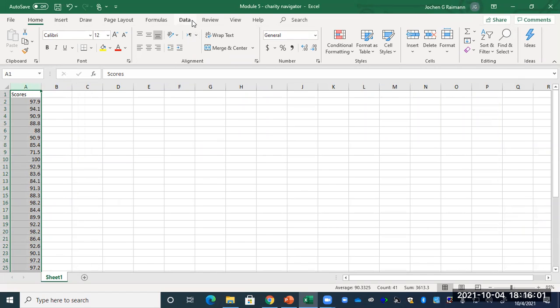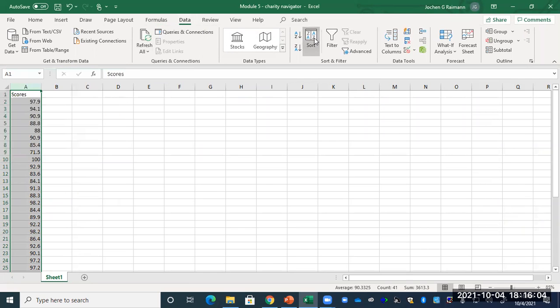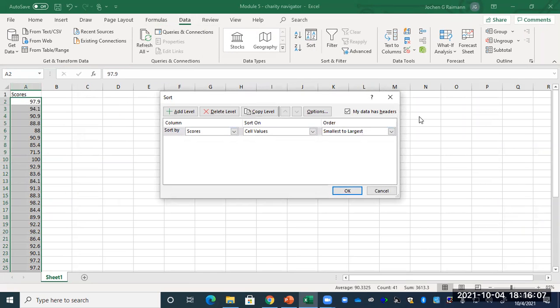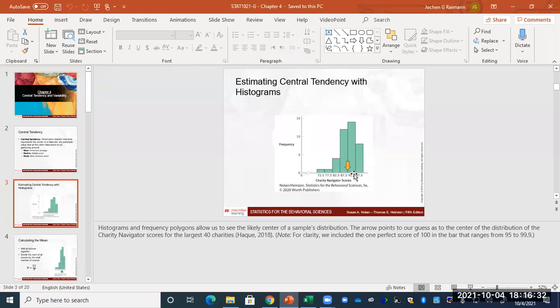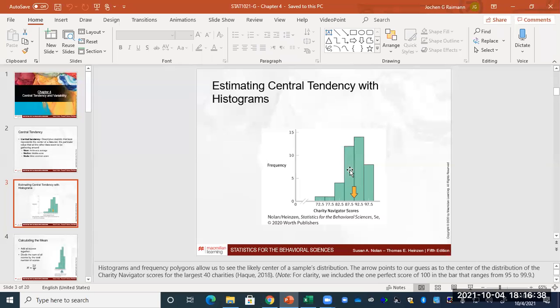As we remember, we can always sort our data. So now we sort by the scores. We click My Data Has Headers, and we're sorting from largest to smallest, which gives us the largest entry. There's only one charity that has a score of 100, which is the highest score. We have 2 with 98.2. We have 2 with 97.9. So we have this whole distribution here. The distribution essentially looks like the one shown in our histogram, right? So this is what the distribution looks like.